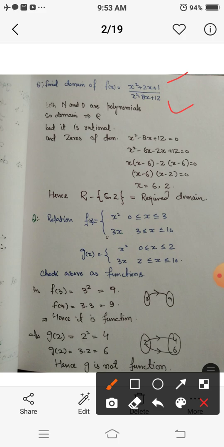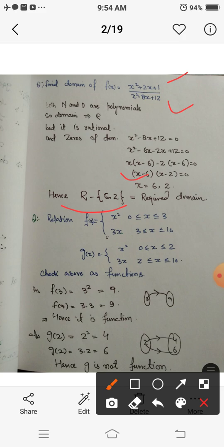That is simply by using the quadratic formula or another rule. You can find the zeros of x square minus 8x plus 12, which are x equals 6 and x equals 2. So this means that the domain of this f of x is R minus 6 and 2.